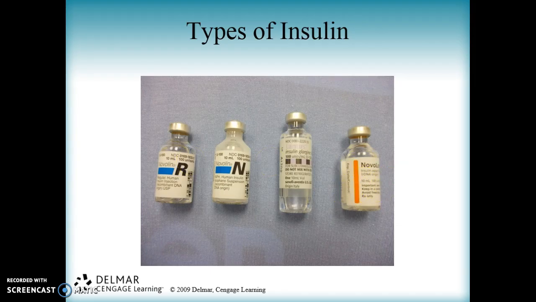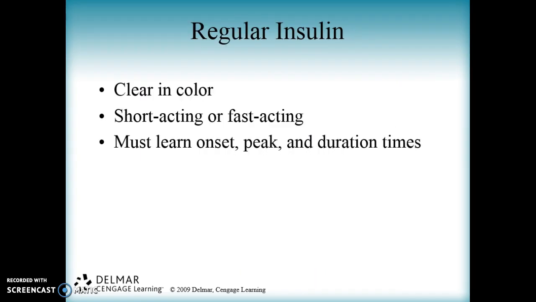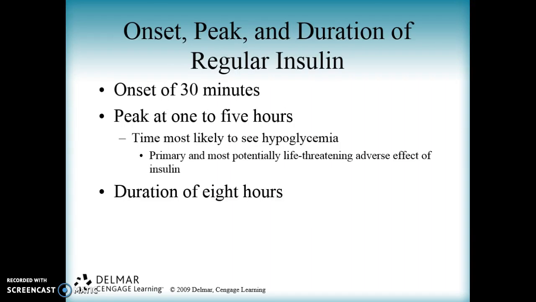As you learn about these different types of insulins, all of them have different characteristics. For example, regular insulin is clear in color. It can be short-acting or fast-acting. Typically, it starts working within 30 minutes, peaks between 1 and 5 hours, and usually lasts a total of about 8 hours.